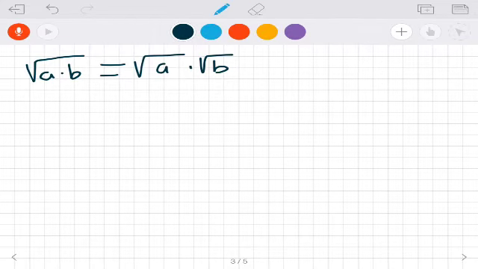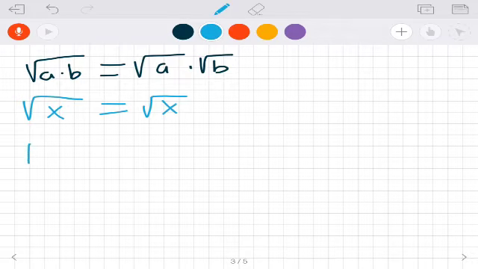Now we're going to deal specifically with variables, and we're going to start with the square root of x. Interestingly, we can't do anything with it because we don't know what x is. If x is 4, then it's going to be 2. If x is 9, it's going to be 3. There isn't a consistent rule, so there isn't really anything we can do. This is still just the square root of x.